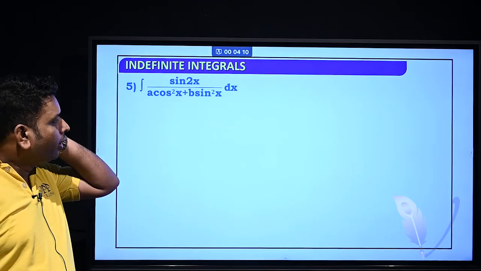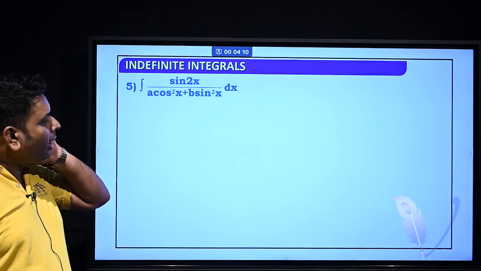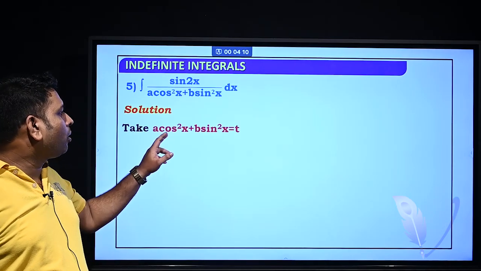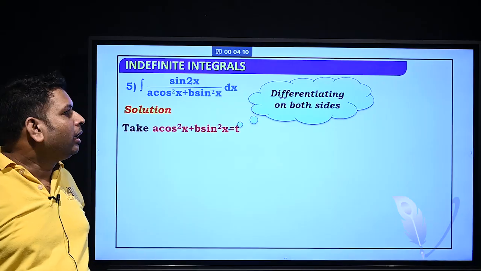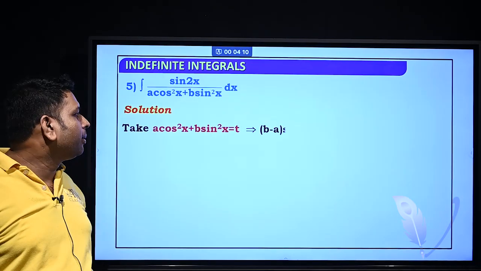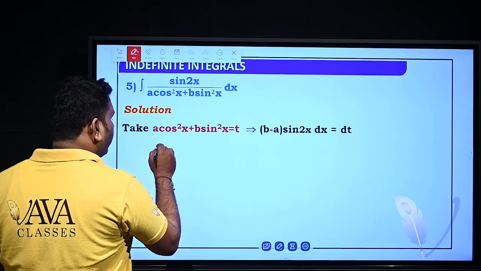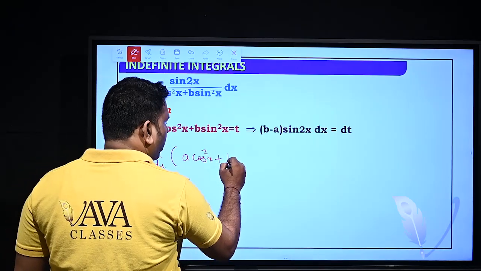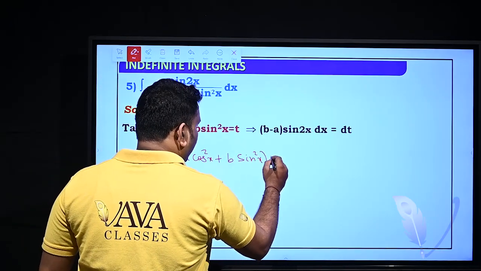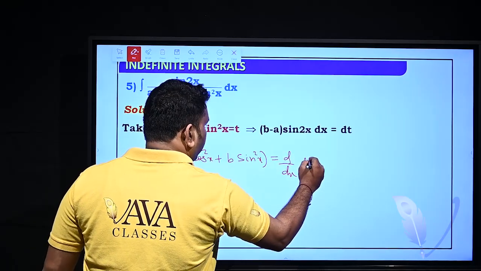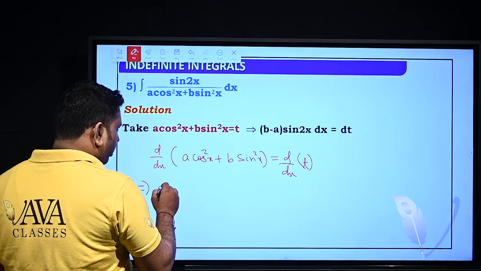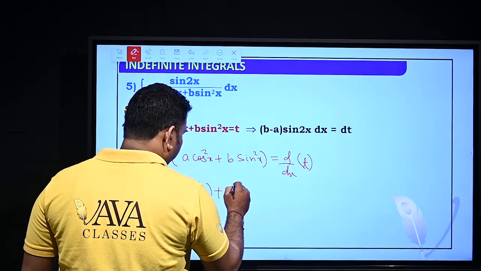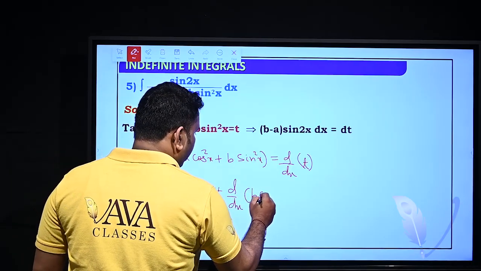Now question number 5, integration sin 2x by a cos square x plus b sin square x dx. Solution: take a cos square x plus b sin square x equal to t. Now differentiate both sides. We get d by dx of a cos square x plus b sin square x equal to d by dx of t. So this is d by dx of a cos square x plus d by dx of b sin square x.